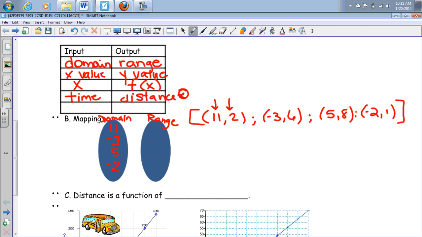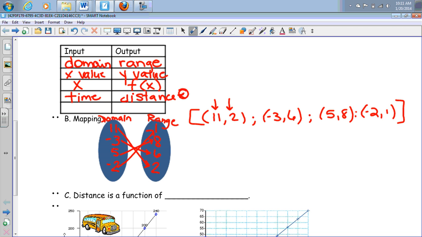And then we begin to put our Y values. So we have 1, 8, 6, 2. And then we match them up with arrows. 11 goes to 2. Negative 3 goes to 6. Negative 5 goes, 5 goes to 8. And negative 2 goes to 1.